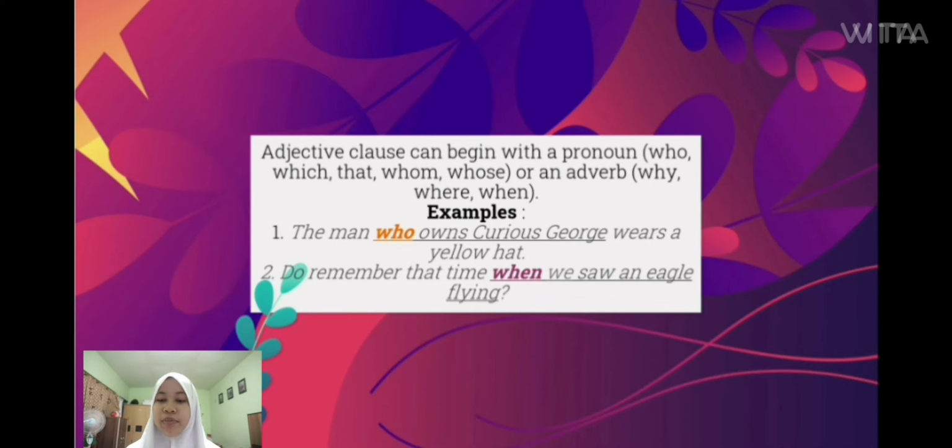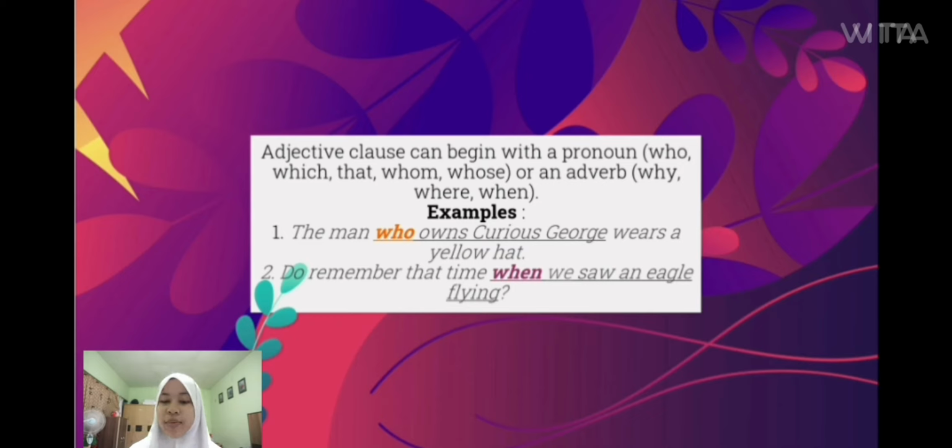Adjective clause can begin with a pronoun who, which, that, whom, whose, or an adverb why, where, when. Examples: first, the man who owns Curious George wears a yellow hat. The second, do you remember that time when we saw an eagle flying?